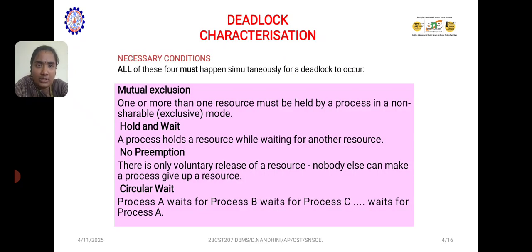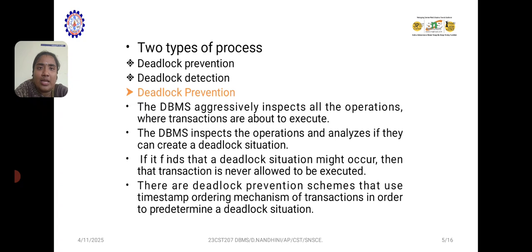There are some characteristics in it, for example mutual exclusion, hold and wait, no preemption, and circular wait. There are 2 methods for dealing with deadlock. One is deadlock prevention, and another one is deadlock detection and recovery. Let us see what is deadlock prevention. It is an approach in which no cyclic waits can occur, by ordering the requests for locks. The locks are requested in a fixed order. For example, we are taking a simple example for deadlock prevention.